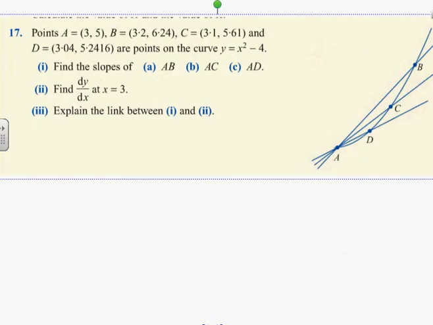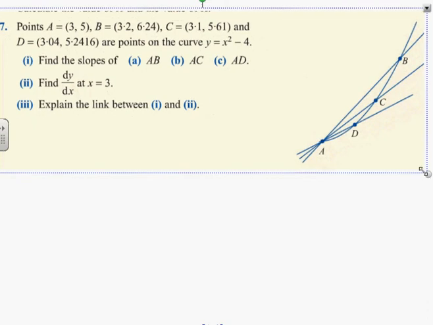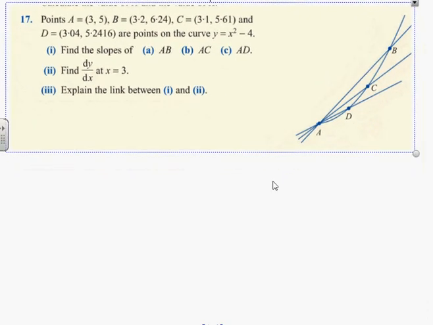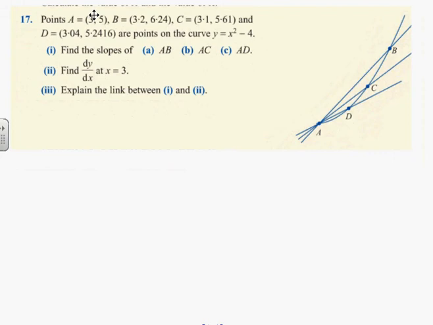Now, let's move on. This one here is very interesting, right? It's partial differentiation. So, what we have is a couple of points, okay? 3.2, 6.24, 3.1, 5.61, 3.04, 5.2416. Now, first of all, if you are wondering, I've never seen decimals like that in any of these questions.